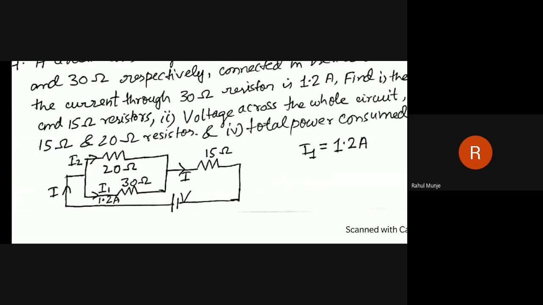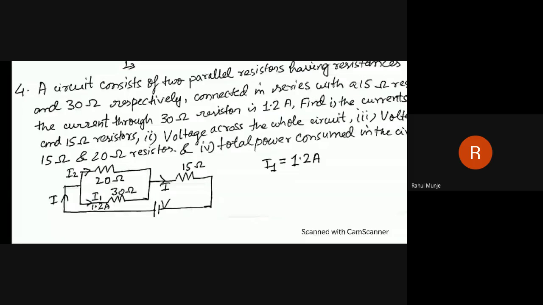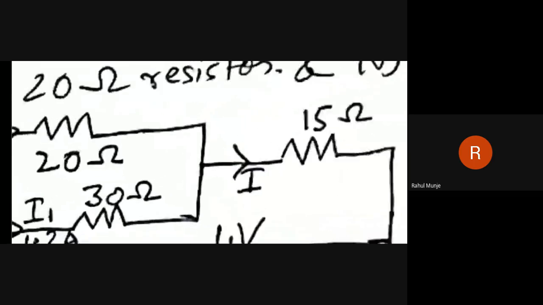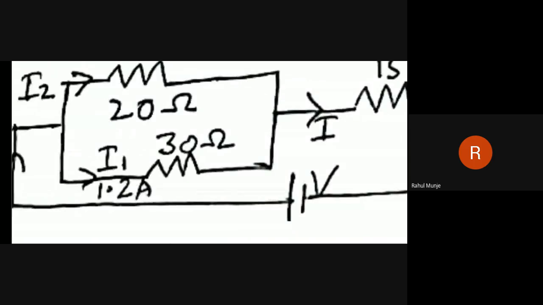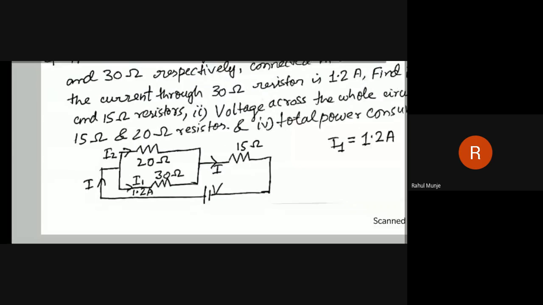Third is the voltage across 15 ohm and 20 ohm. Again, the voltage across 15 ohm and 20 ohm also they have asked. Okay. And the last question is the total power consumed in the circuit is also asked. Earlier, the total powers were already given, right? Using the total power, we were finding it out. Here, instead of total power, they have told us the value of I1 equals to 1.2 ampere. So this will be already used for finding all this. Let us go to the solution.